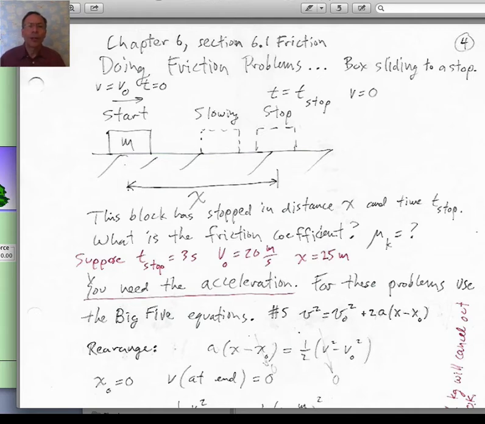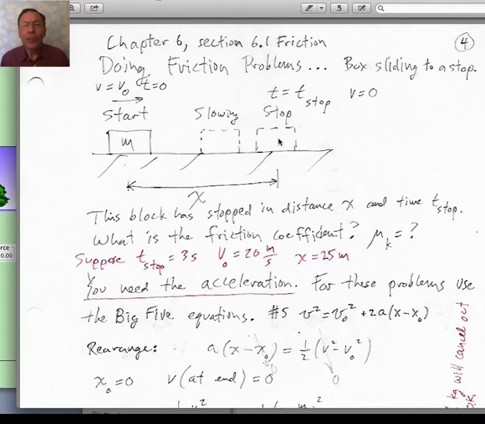Okay, so we're going to do a slightly different problem now. We're going to calculate the kinetic friction coefficient of an object, in this case a box on a tabletop, sliding to a stop. So the scenario is we have a box of mass m, and it has an initial velocity, which we'll call v sub 0, and the beginning of the experiment starts at time 0. And so the box starts out sliding and it's moving and then slowing down, and finally stopping.